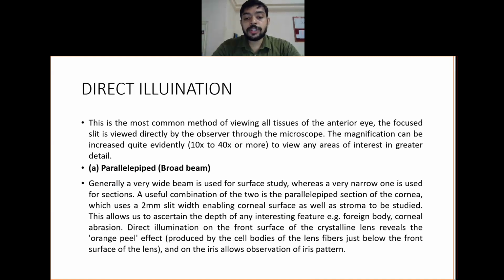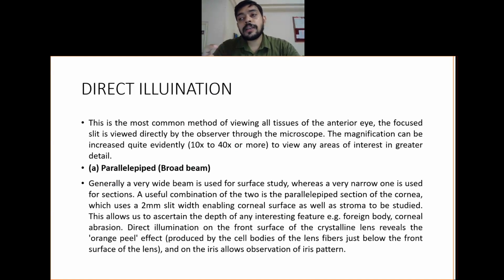Direct illumination on the front surface of the crystalline lens reveals the orange peel effect produced by the cell bodies of the lens fibers just below the anterior surface of the lens, and on the iris it allows observation of the iris pattern.